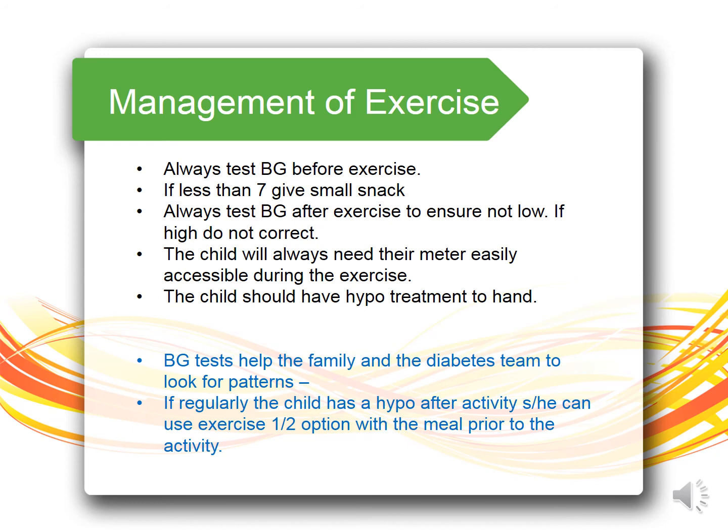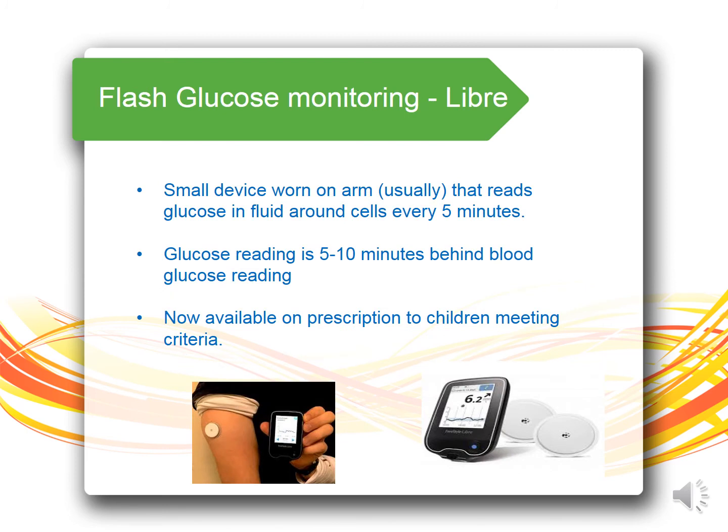Moving on to advances in technology, something called flash glucose monitoring. This device is also known as the Libre, and it is worn on the back of the arm and it reads the glucose level in the interstitial fluid every 5 minutes. This reading is usually 5 to 10 minutes behind a blood glucose reading, so it's important to take that into account, and I'll discuss that in the next slide. This is now available on prescription to children who meet certain criteria, so more and more of our patients will have access to this.